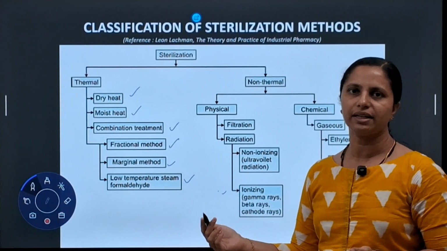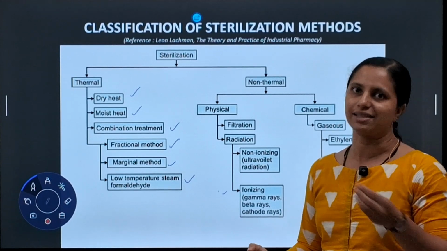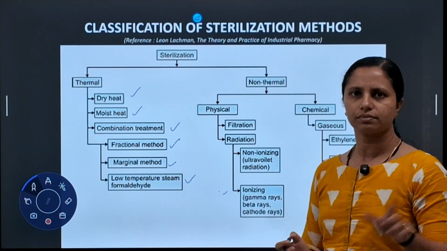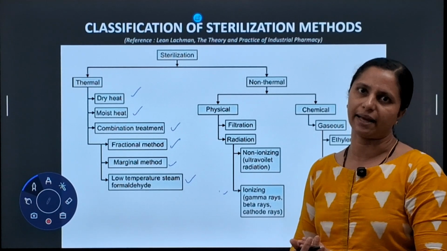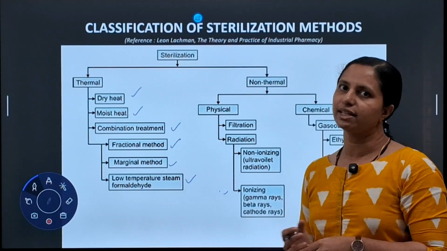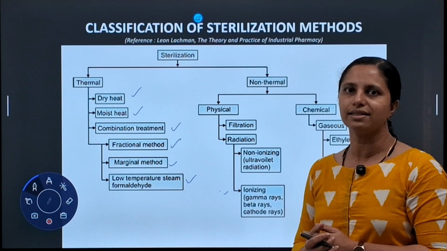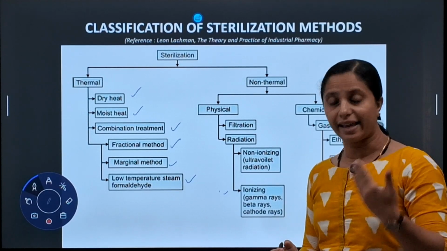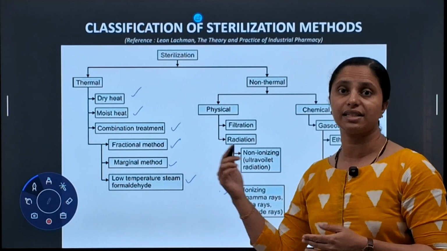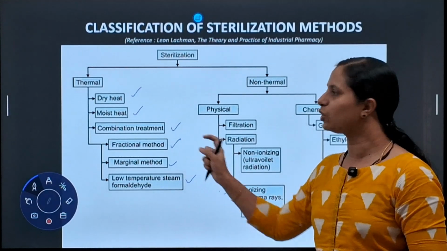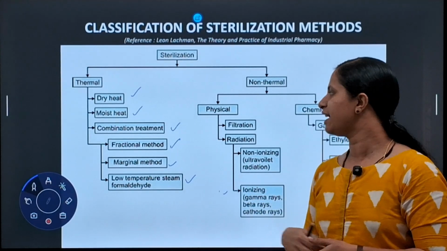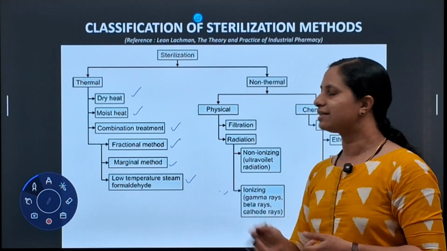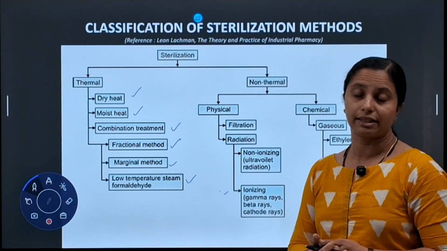Fractional method is nothing but, as we do in tyndallization, we are heating the sample for sterilization for a specified period of time at a comparatively lower temperature than other methods for consecutive days. That is, the process is repeated more than once. We are doing it in a fractional manner, that is fractional method. Example is tyndallization. And the second method is marginal method.